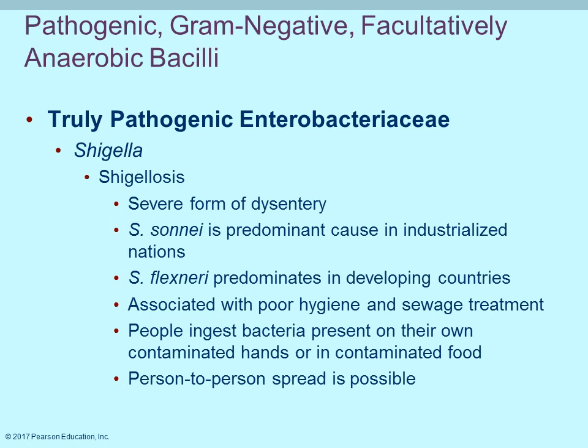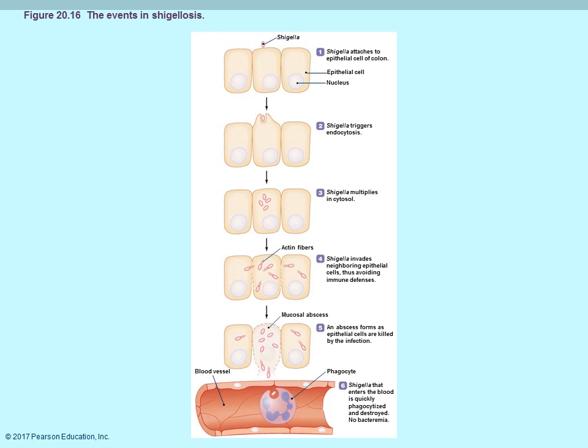Shigellosis is a severe form of dysentery caused by Shigella dysenteriae. Shigella flexneri can also cause this. We see a difference in these species depending on whether it's a developing country or not. Both are associated with poor hygiene, and once again, guess what? Poor sewage treatment. People ingest the bacteria from contaminated food. If, once again, you can get a clean water supply and good sewage treatment up, then that's going to solve a lot of the problems.